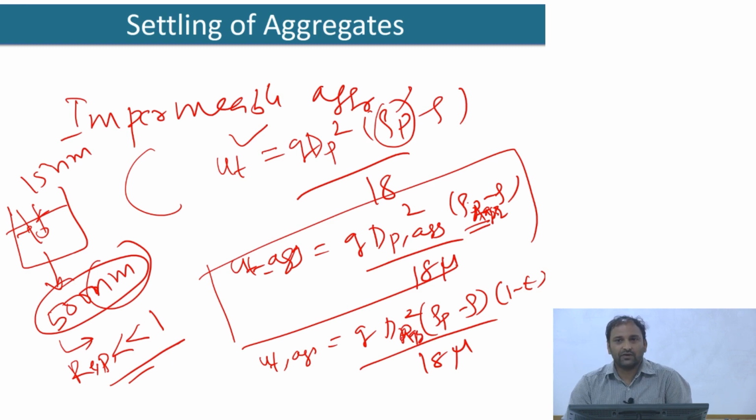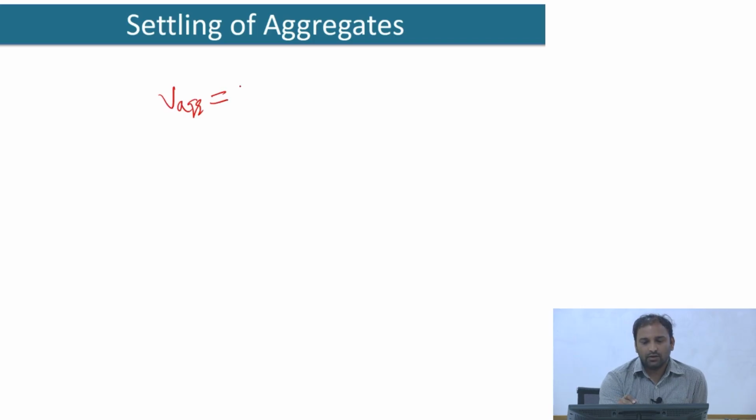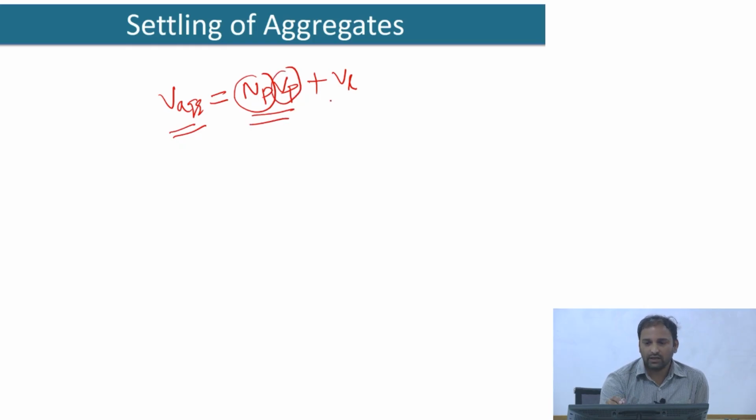So if I want to simplify this further, what I can do is take the volume of the aggregate, which is the number of particles in the aggregate multiplied by the volume of the particle, plus the volume of the liquid, right. Is that okay? So, all I am doing is you have an aggregate of certain volume, and that should be equal to the number of particles that you have in the aggregate multiplied by the volume of the particle. This gives you the total volume of the solids in the aggregate, and this VL is the volume of the liquid that you have in the aggregate, right.